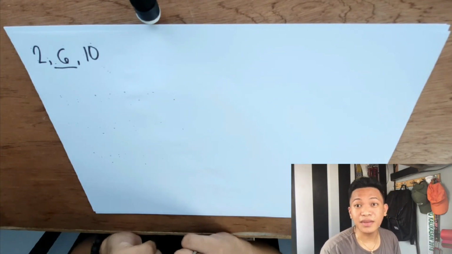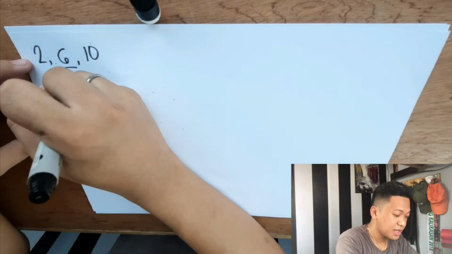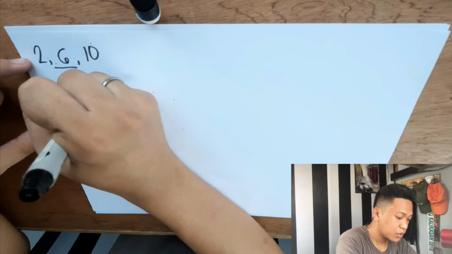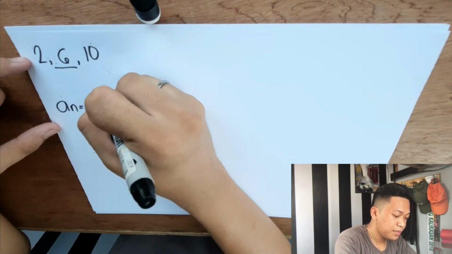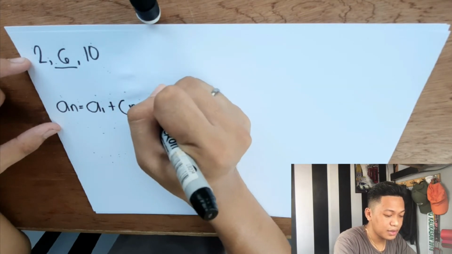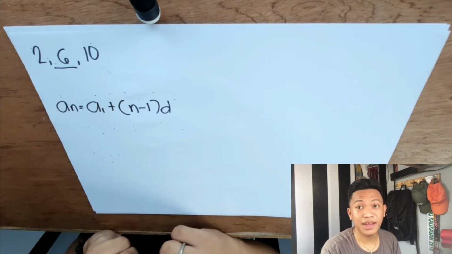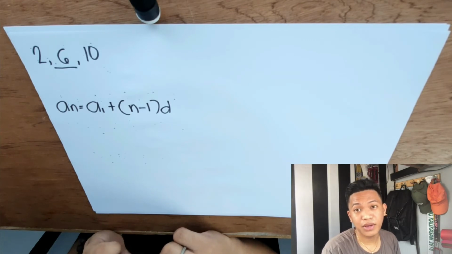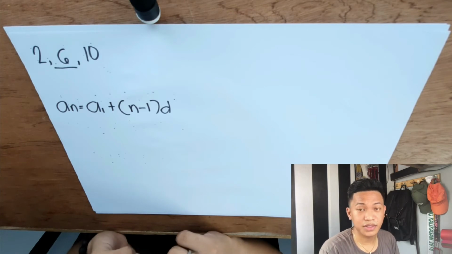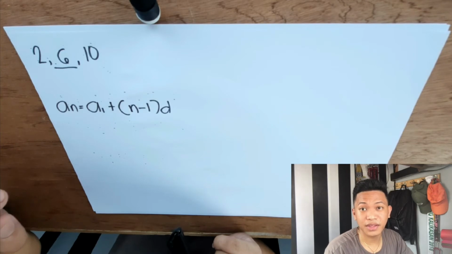We can check it by using the arithmetic sequence formula, which is An equals A1 plus the quantity n minus 1 times d. So, para malaman natin, i-substitute lang natin, and para malaman din natin kung tama yung ating arithmetic mean, by finding the common difference. So, i-substitute lang natin yung ating given term.